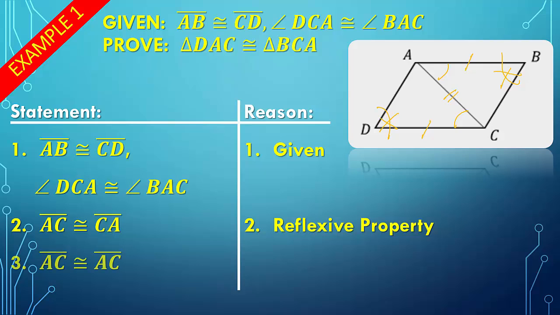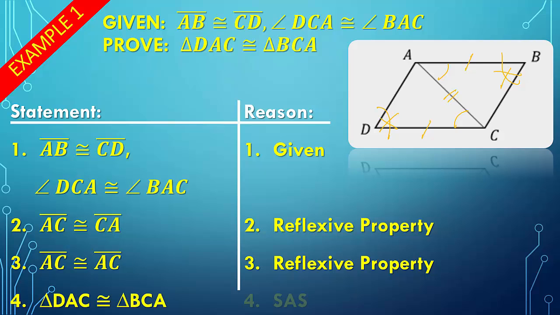So we're done already. So we know that, oops, we don't need that step there. So this step is unnecessary. I don't know how that snuck in there. So we really only have 3 steps, and we've proven that triangle DAC is congruent to triangle BCA, and that's by side angle side.